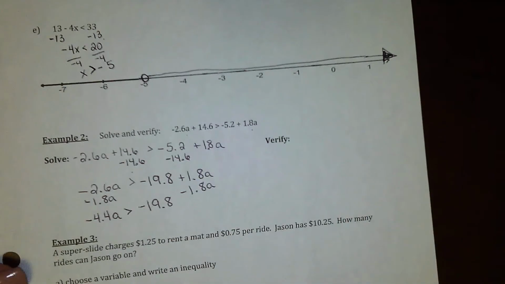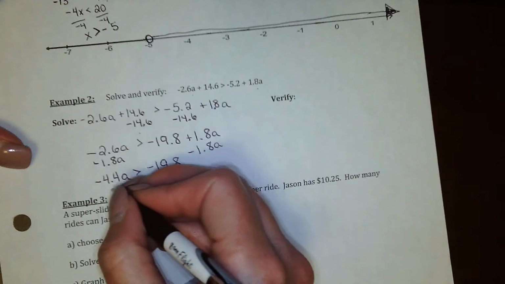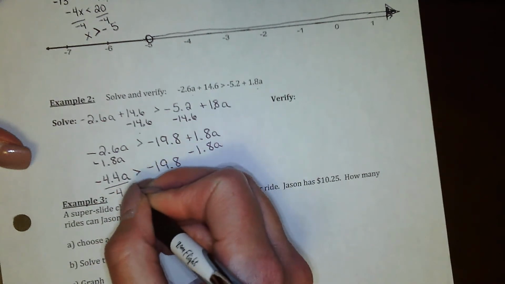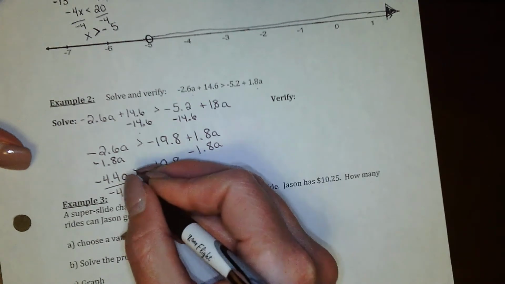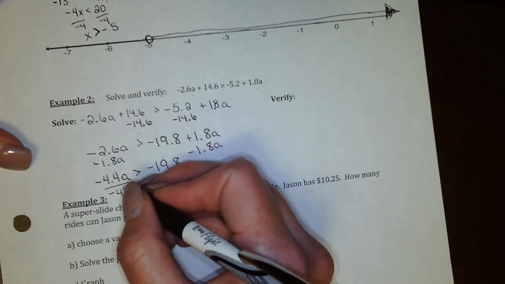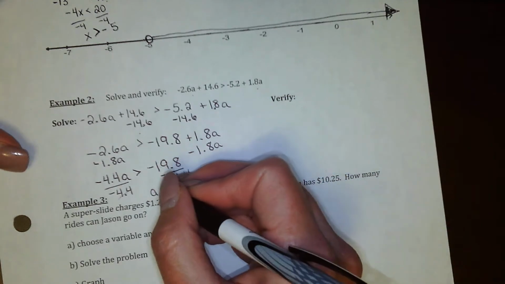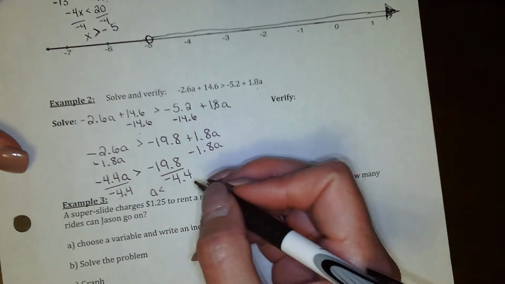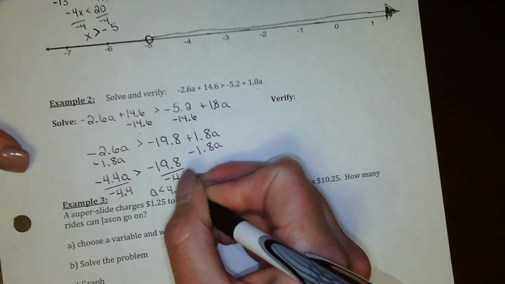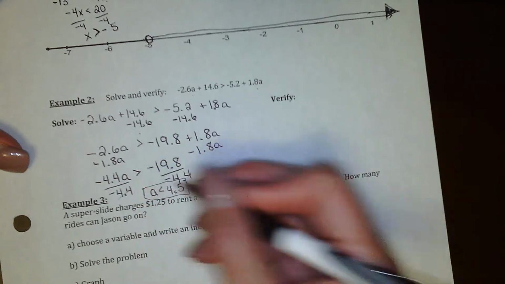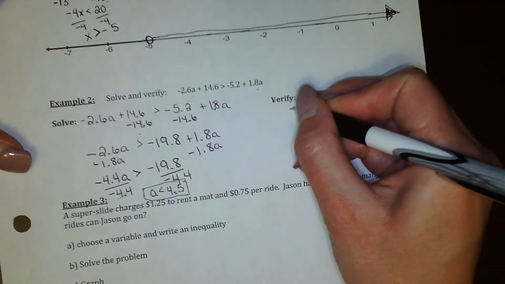With adding and subtracting, it does not reverse your sign. Now, I want to divide both sides by that negative 4.4. I leave the a where it is, so I don't divide by an a either, so that cancels out. But because I had divided by a negative number, I need to make sure I'm reversing my sign. And I get a is less than or equal to 4.5. So that's my answer. Now if I'm checking or verifying, I'm just going to see if this works.